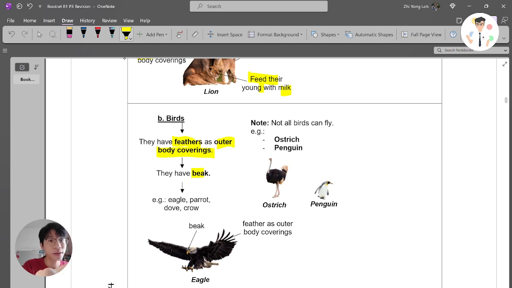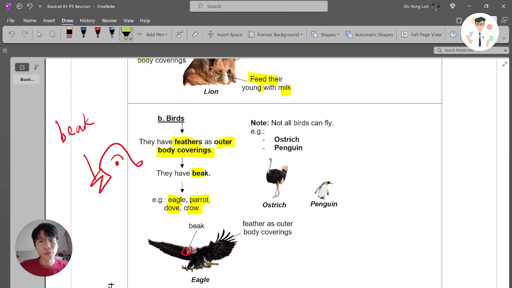As you can see here, let me just circle here. Basically, this is the beak. Okay, and some of the examples you can see here are eagles, parrot, dove, crow. But again, there are always exceptions here. Not all birds can fly. As you can see here, ostrich and penguin. These are the 2 birds that cannot fly.